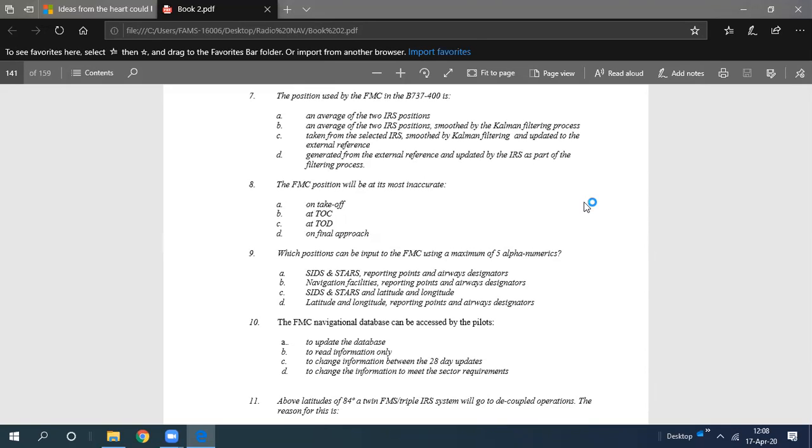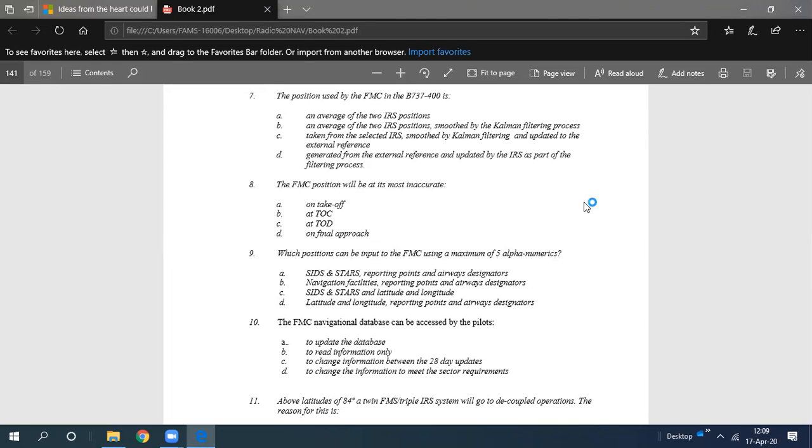Yes, sir. Question number 7. The position used by the FMC in the Boeing 737 is Charlie, taken from the selected IRS, smoothed by Kalman filtering, and updated to the external reference.